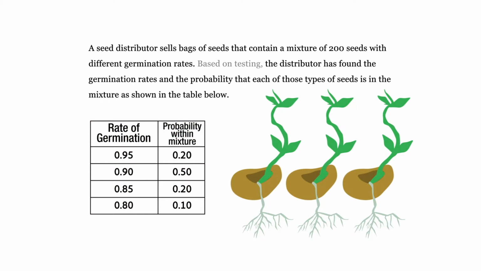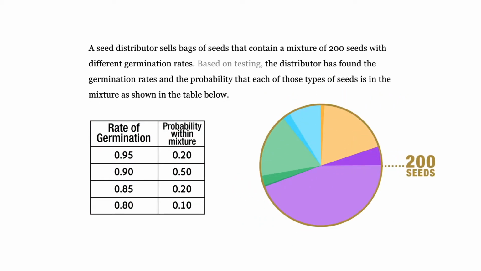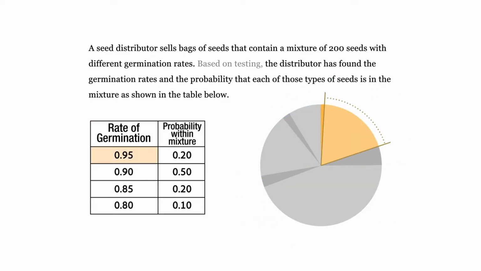So we have one type of seed that has a rate of germination of 0.95. That means 95% of the seeds will actually germinate. And the probability of finding that seed in the bag is 20%, 0.2. And this continues on down, 0.9 germination and 0.5 probability of finding it in the bag.